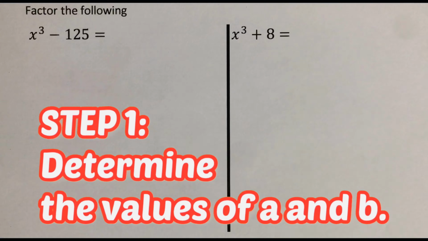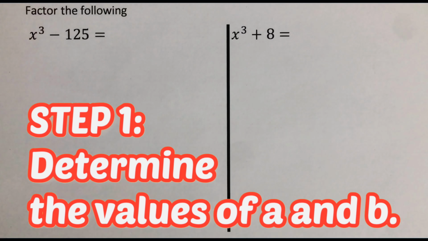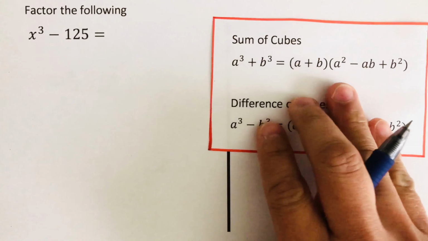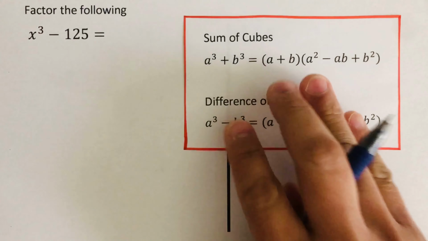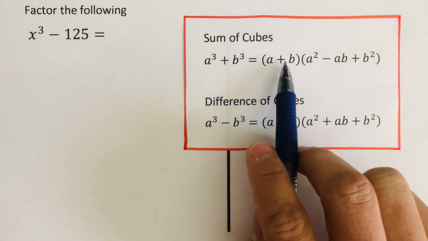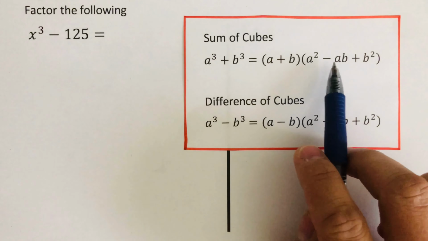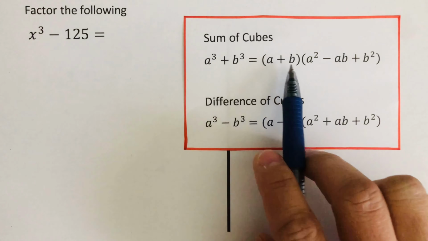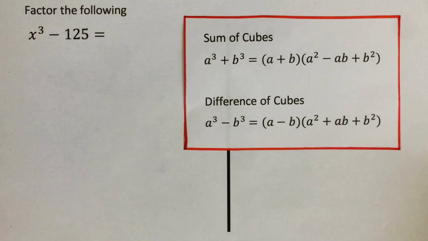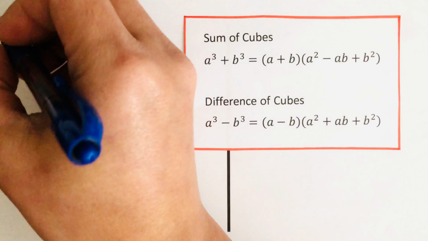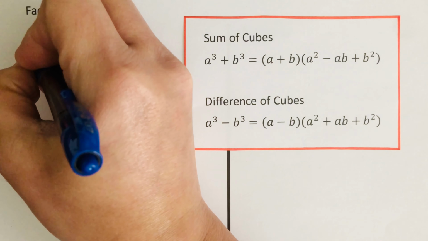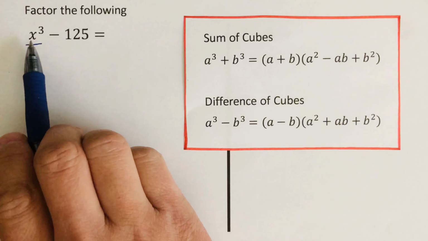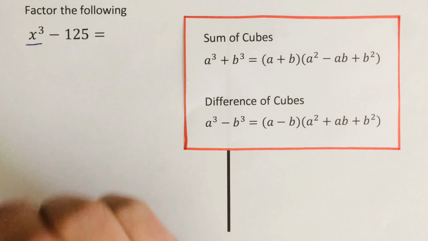The first step is to determine the values of a and b. So in this problem right here, since we have the formula for sum of cubes is a plus b parentheses a squared minus ab plus b squared, we need to determine what is the a and what is the b. So in order that we can do that, we can go ahead and determine the cube root of the first term, and that will be our a.